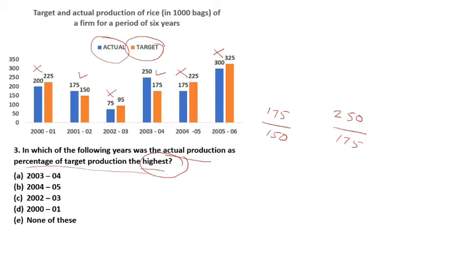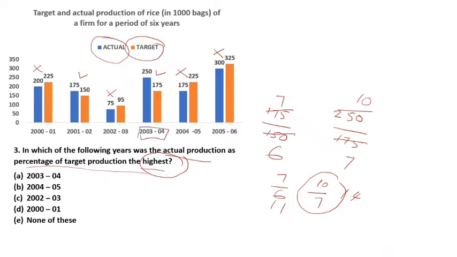Here you can cut it with 25. Here 25 will go 7 times, here 6 times, here 10 times, here 7 times. So 7 by 6 or 10 by 7, which one is highest? 7 by 6 means it will be 1.1 and 10 by 7 means it will be 1.4. So this is the highest. Which year is the highest? 2003-4. So accordingly you can mark 2003-4 as the correct option.